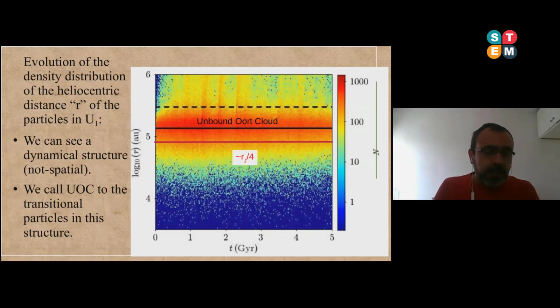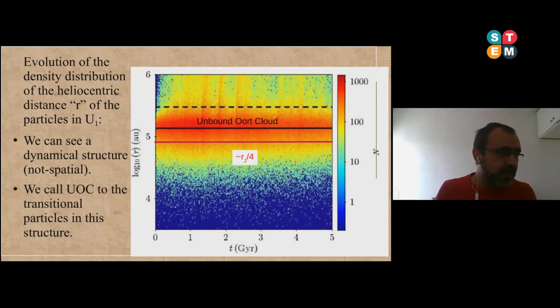And this is because every stellar passage moves the particles from this region U1 to the other two U regions, and at the same time takes particles from the Oort cloud and moves these stable particles through this region U1 of unstable particles. So this defines a dynamical structure. Note that it's not a spatial structure, it's a dynamical structure, and it is permanently populated by unstable particles. We call this population the unbound Oort cloud.